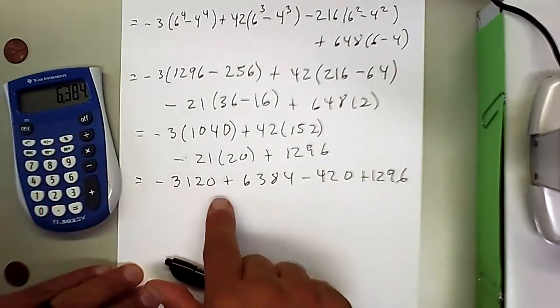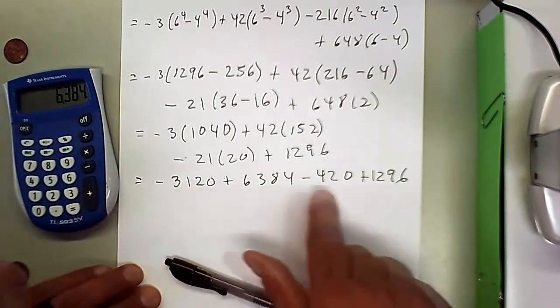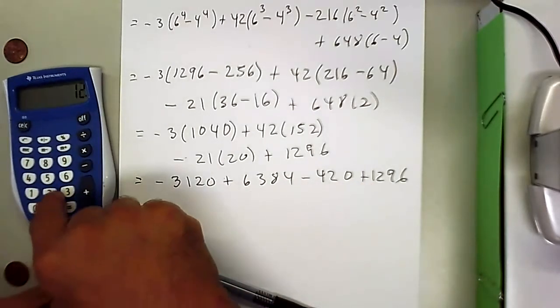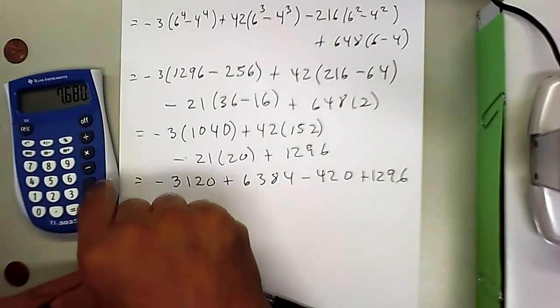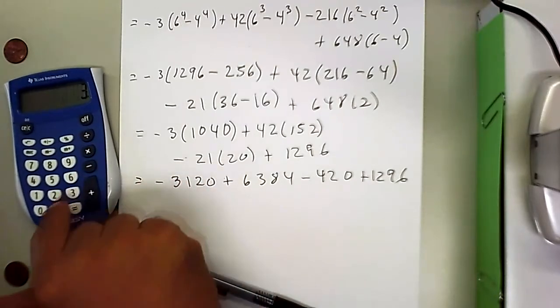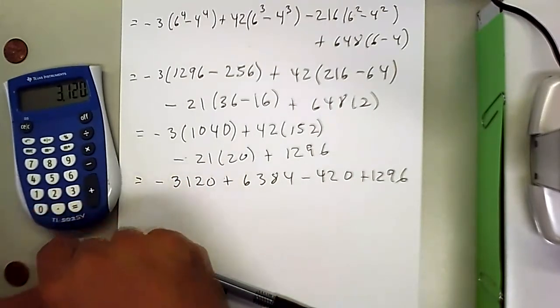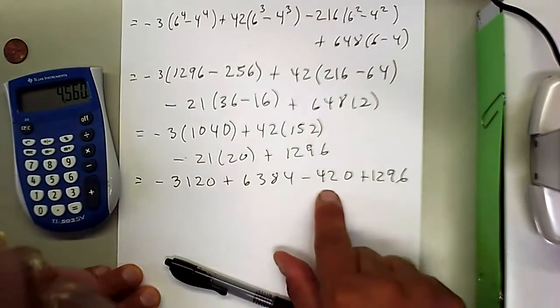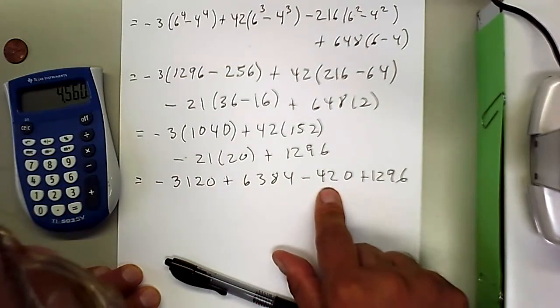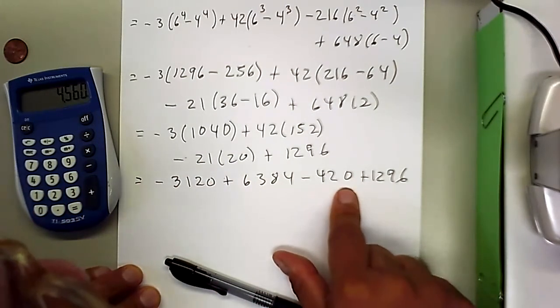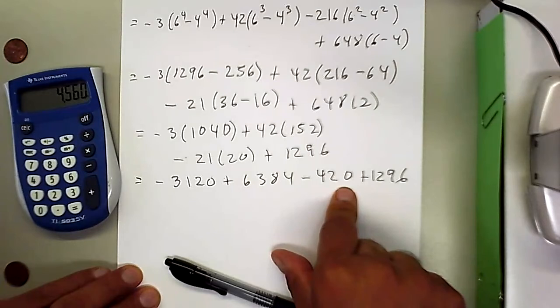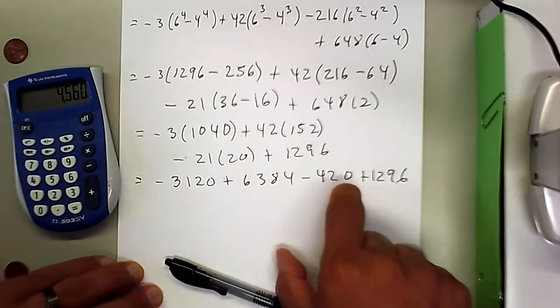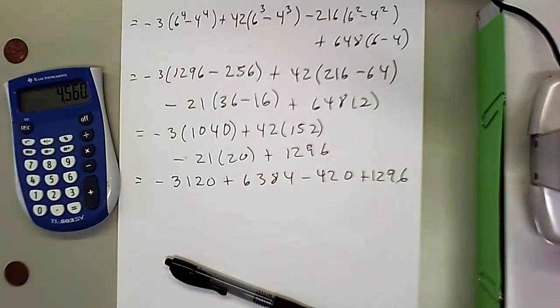So 6,384 is here. Let's add 1296 minus 3,120 minus 420. That's going to be too big of a number. I made a mistake. I'm going to pause the video for a moment so I can find the mistake.